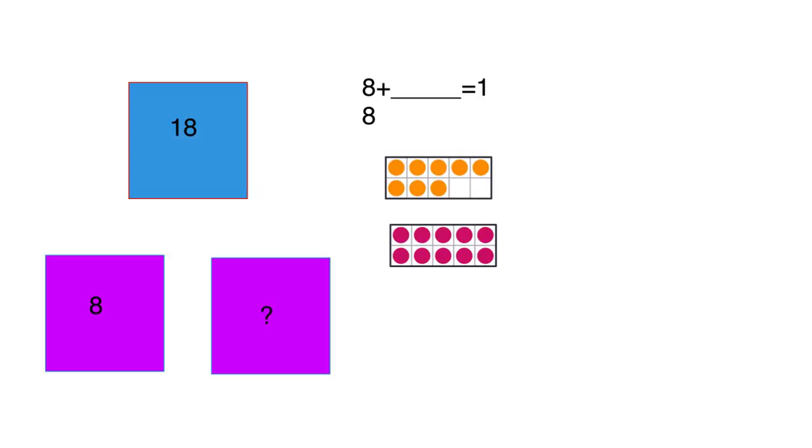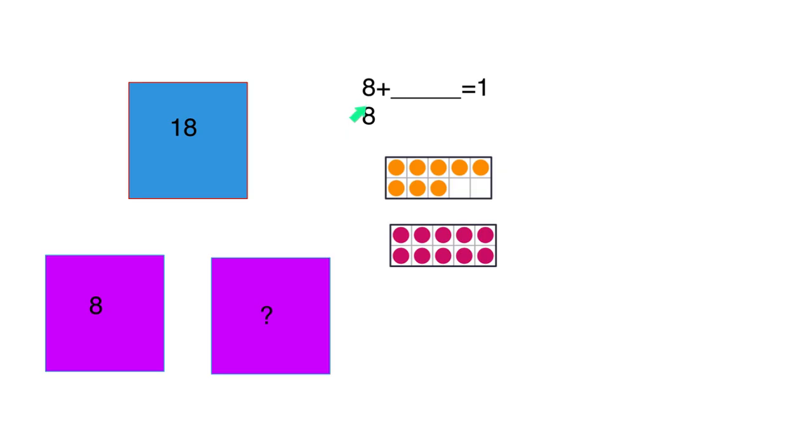So for this equation, we have 8 plus blank equals 18. So we know that our whole is going to be 18, and our part that we know is 8. And we need to find the other part to equal 18. So we need to figure that out. We can use a placemat for base 10 to figure out what this is. So far, we know that we have 8 plus blank equals 18.